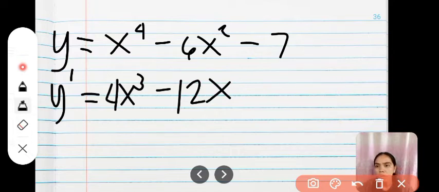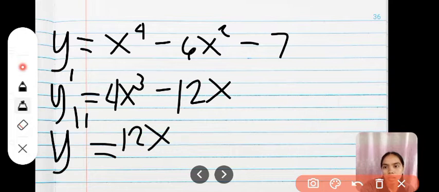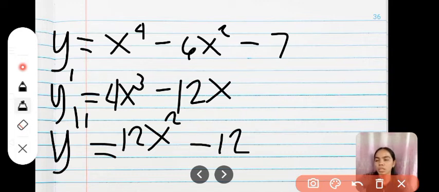And next we will be finding the second derivative, and it is the derivative of 4x cubed is equals to 12x squared. And the derivative of negative 12x is negative 12. So this second derivative, we equate to 0.